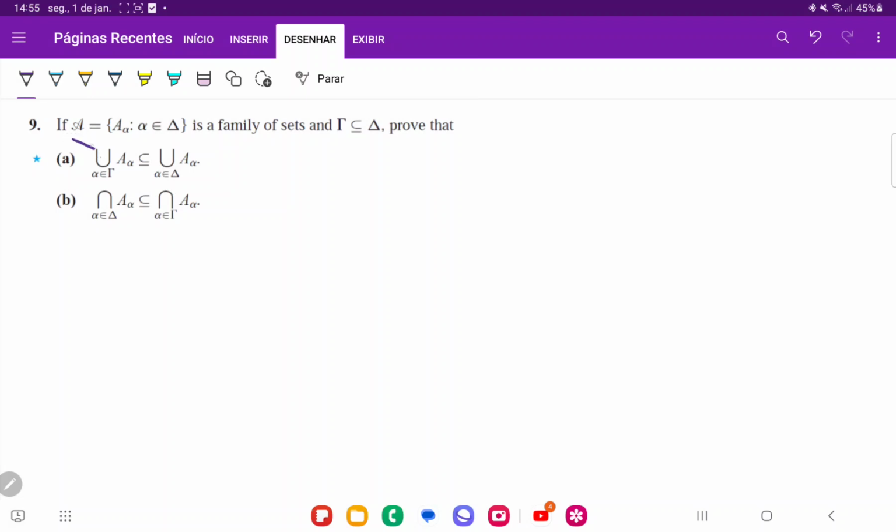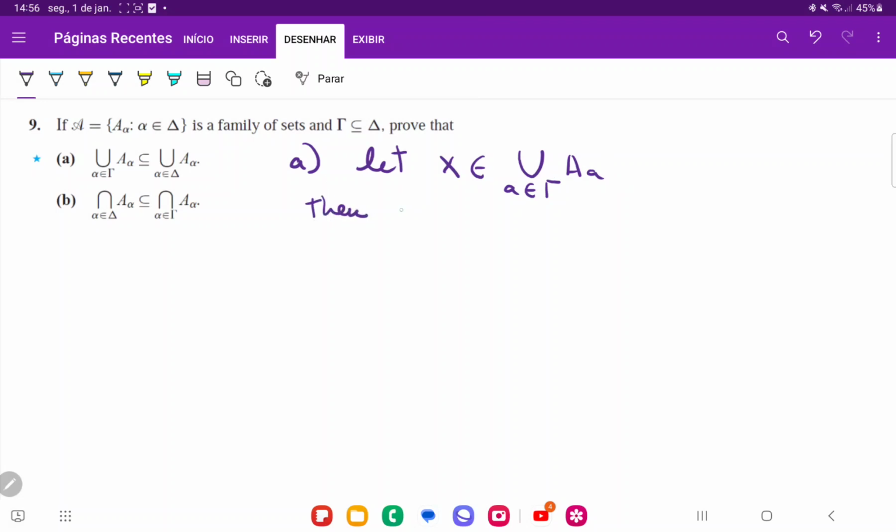So what we're going to do here is take some element that is here and show that element must also be here, and therefore it is a subset, right? So for item A, we're going to say, let X belong to the union over gamma of A sub A. Well, if X belongs to the union, it means then that there exists some index, some A belonging to that set of the indexes, such that X belongs to a particular set of the family.